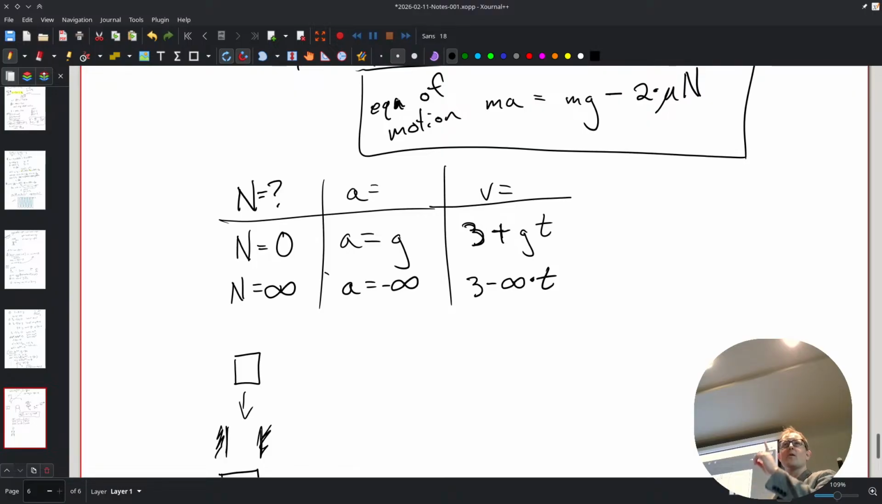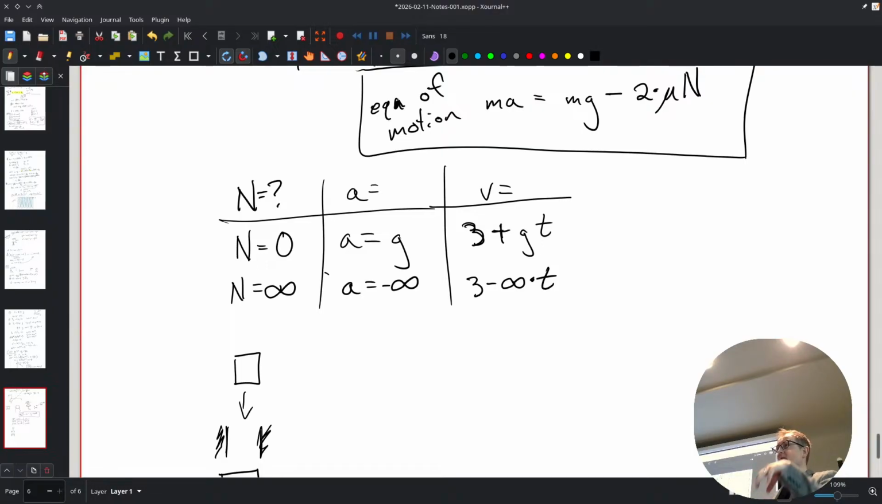The block can't go upwards due to friction, but we said acceleration is negative infinity. Why doesn't it keep going? I agree, just intuition wise, it doesn't make sense. So there's something weird about our equation of motion, right?